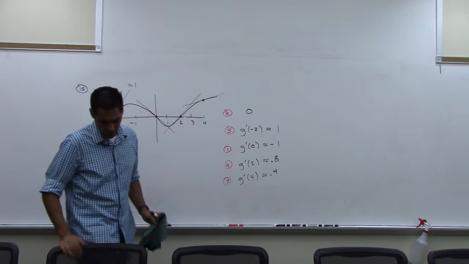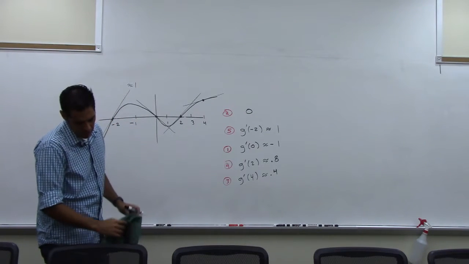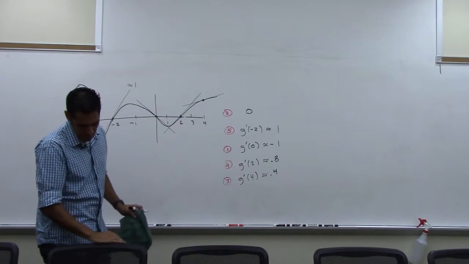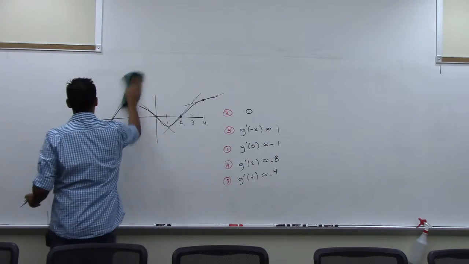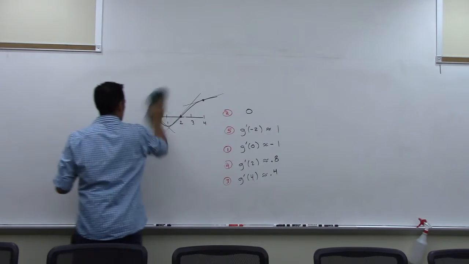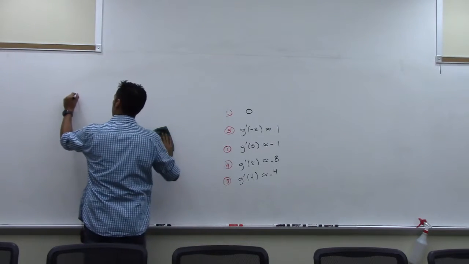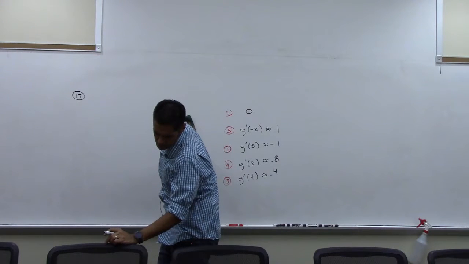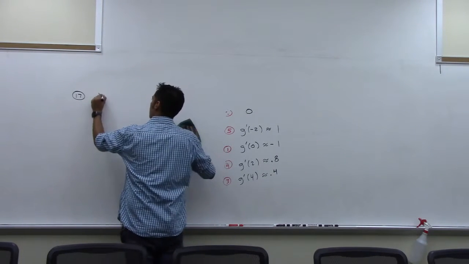Number 17. If an equation of a tangent line to a curve y equals f of x at the point where a is 2 is this, find f of 2 and f prime of 2. Okay, that's confusing. Say the equation of the tangent line to a curve, so you have some curve, they're not telling you what it is.